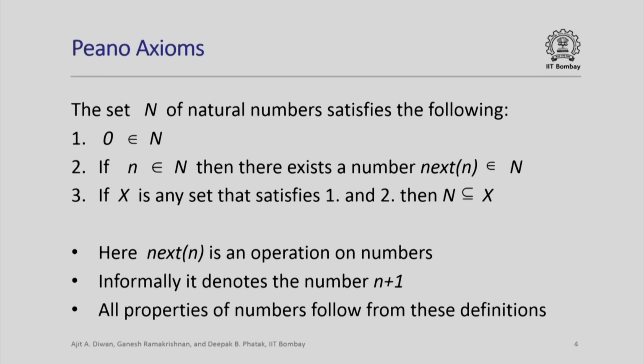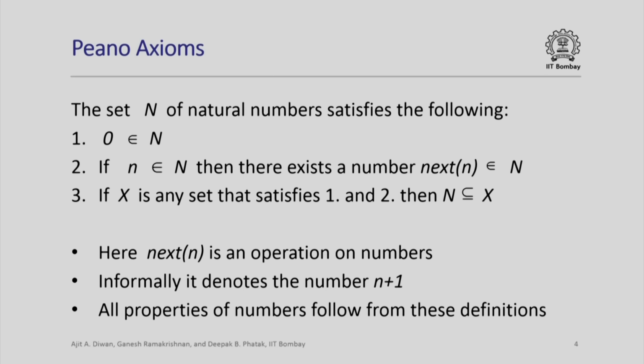In mathematics these are called axioms, and this particular set of axioms is called the Peano axioms for defining natural numbers. So this says that the set of natural numbers satisfies the following three properties. 0 is a natural number. So we specify that there is a particular value called 0 which belongs to the set of natural numbers. If some value n belongs to the set of natural numbers, then there exists another number called next of n, which also is a natural number.